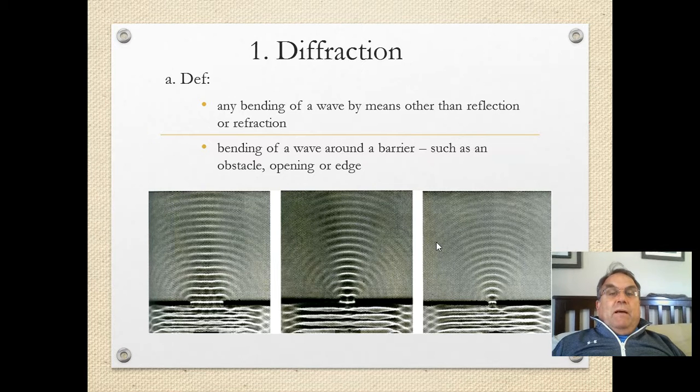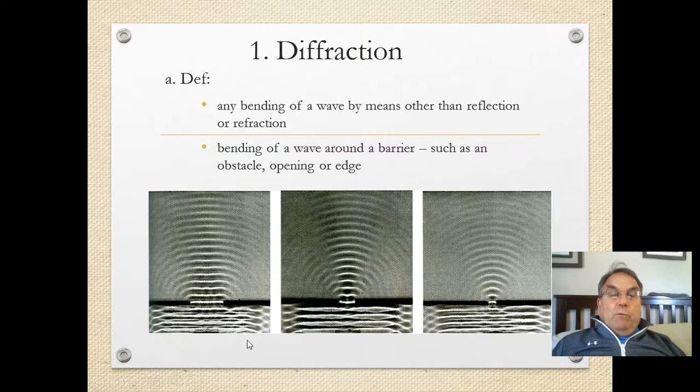Diffraction is the bending of a wave by means other than reflection and refraction. And it's not really changing a medium. It is interacting with a barrier, but it's kind of bending around or bending through the barrier. So things like obstacles, buildings, mountains, stuff like that, openings like doors or slits, or the edges of things.